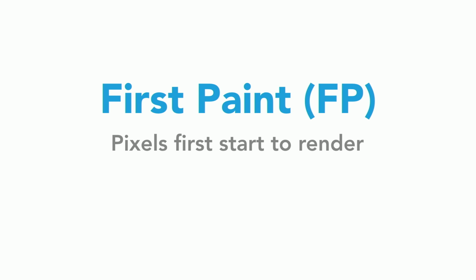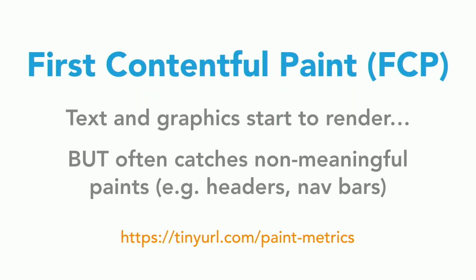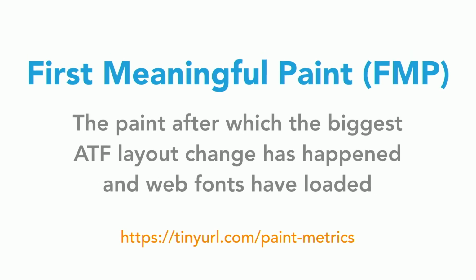So first paint, you're probably familiar with this one. Pixels first start to render. First contentful paint. There's a link at the bottom. You can go to the spec that was written. It's a Google Doc, written by an engineer at Google, to read about the different paint timings. So first contentful paint, text and graphics start to render, but it can often catch non-meaningful paints. And then first meaningful paint is basically a point after which the biggest above the fold layout changes happen and web fonts have loaded. So again, you can go to the spec and read more there.